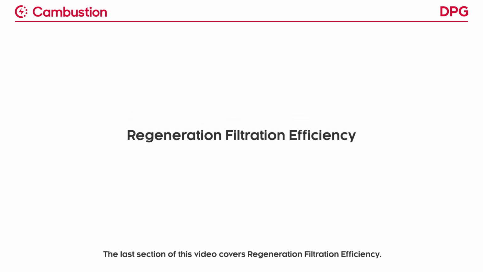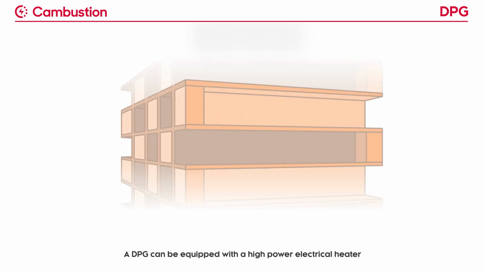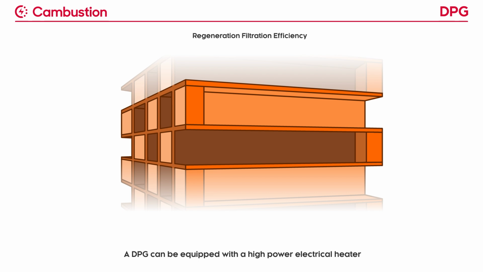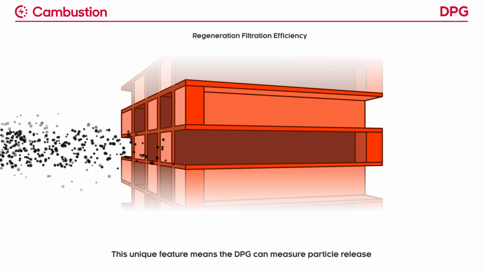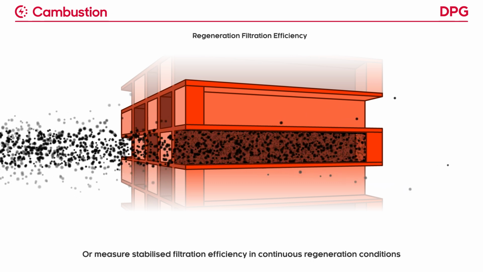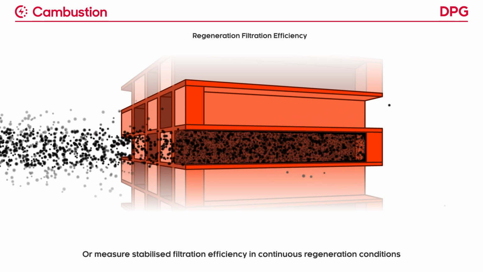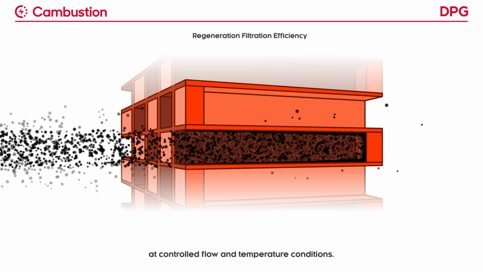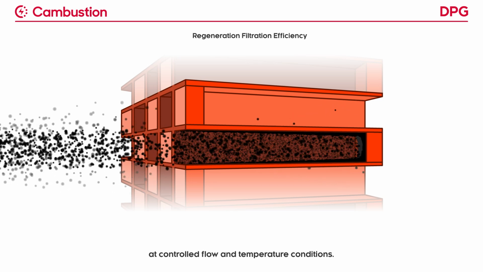The last section of this video covers regeneration filtration efficiency. A DPG can be equipped with a high-power electrical heater that's capable of maintaining regeneration temperatures within the filter. Independently of this, the diesel burner can be operated in clean or soot-producing modes. This unique feature means the DPG can measure particle release from a loaded filter during regeneration, or measure stabilised filtration efficiency in continuous regeneration conditions at controlled flow and temperature conditions.